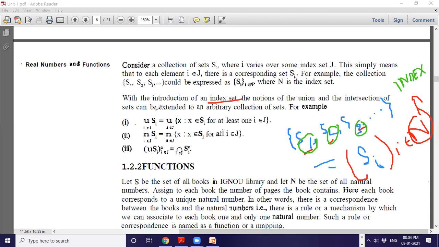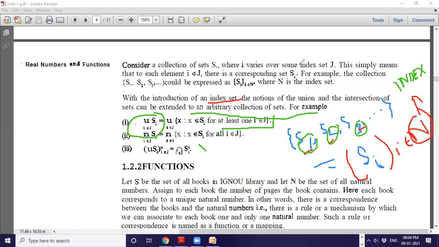Now, with the introduction of index set, the notion of the union and intersection of subsets can be extended to an arbitrary collection of sets. Okay. Now, how can we write that? Union of S_i, i belongs to J, will be the set of X such that X belongs to S_i for at least one i belongs to J. Right? Similarly for intersection and similarly for complement.